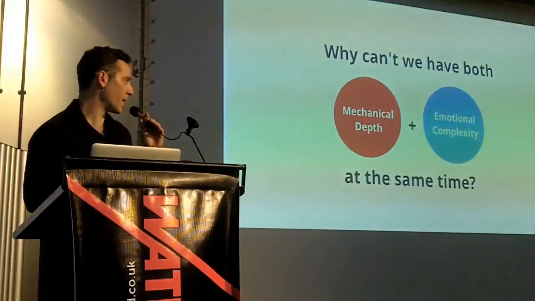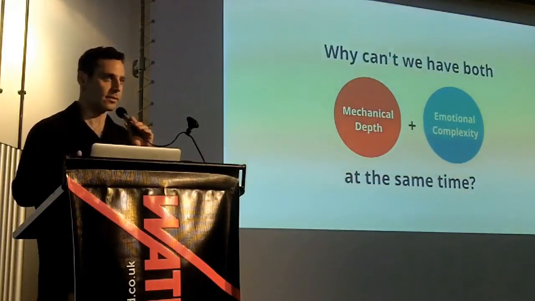So, I guess it raises the question, why can't we have both mechanical depth and emotional complexity at the same time? Obviously, when your fidelity is different in terms of how things look and feel, it's going to be really jarring. And you can see the technique that EA used there. They had a pre-rendered in-between state to try to smooth it out from the photoreal characters to the low-poly PlayStation ones. But I think there's something else going on here.